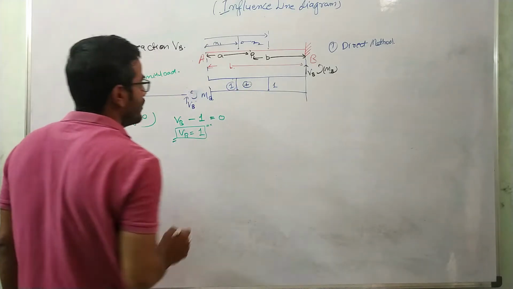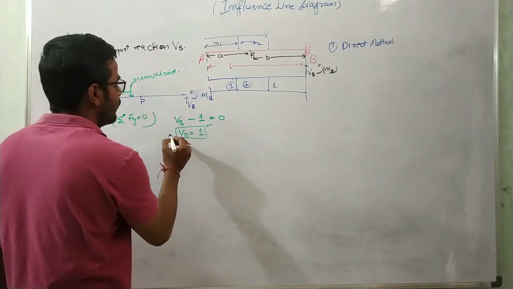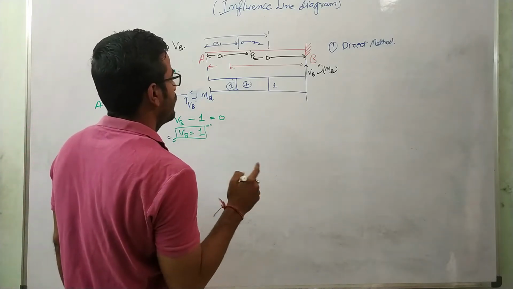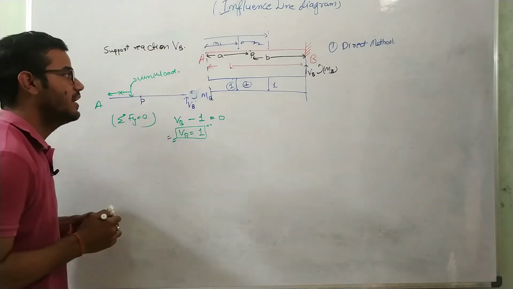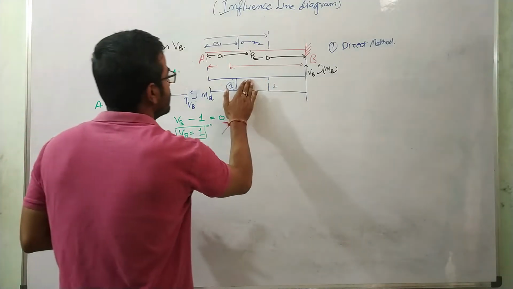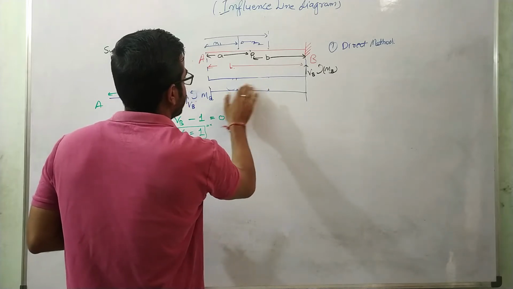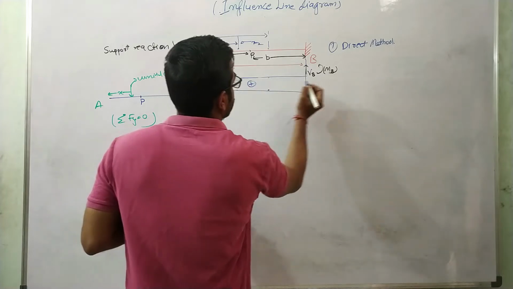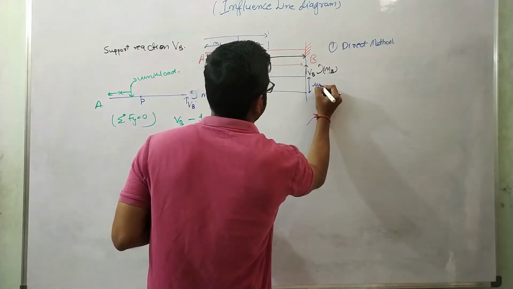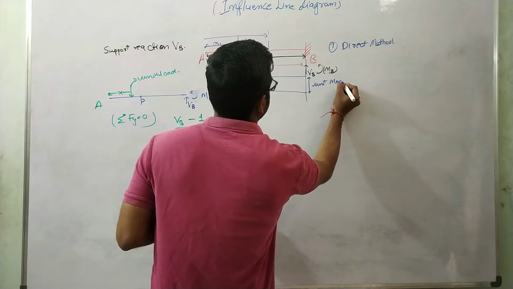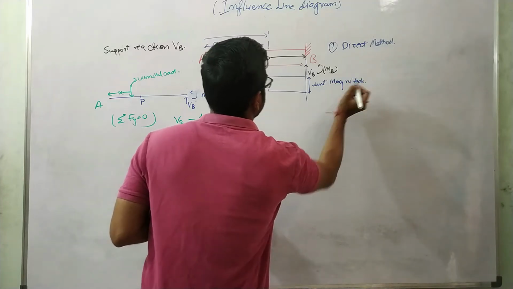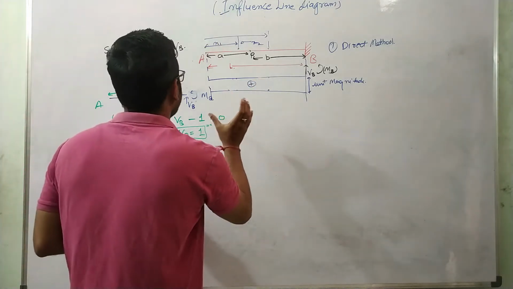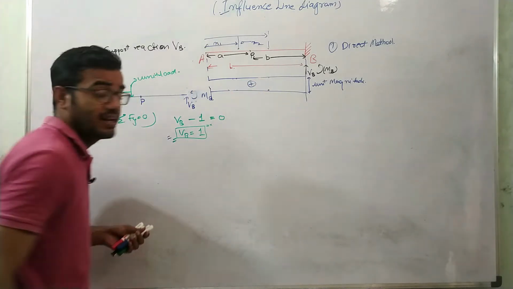So you can say that irrespective of the position of the load, the reaction generated at VB will always be equal to unit magnitude when the unit load is traversing, right? So this is the ILD for the reaction at VB, of unit magnitude. This covers the ILD of the vertical reaction at VB.